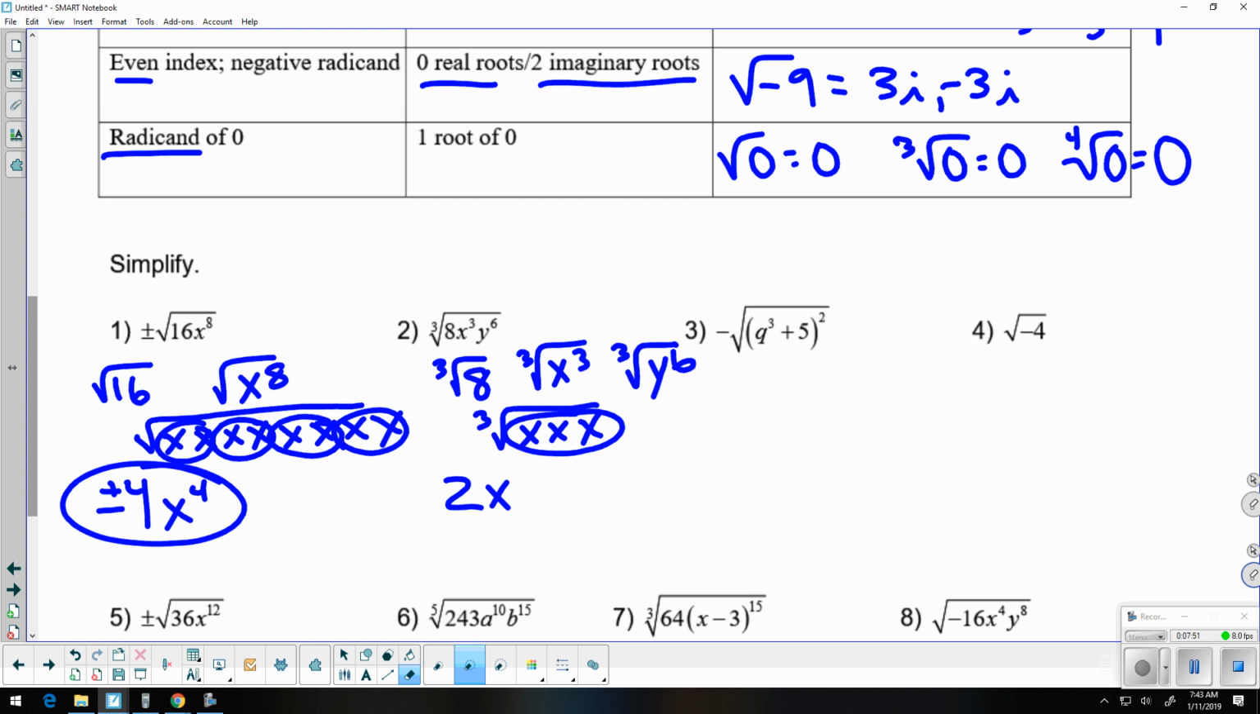And then same thing with the y. How many groups of 3 can I pull out of 6 y's? Well, that would be 2 groups of 3.